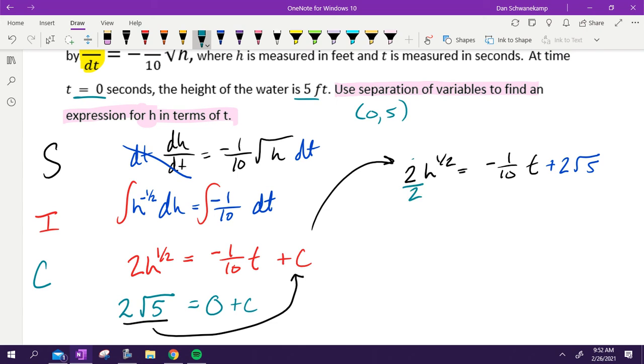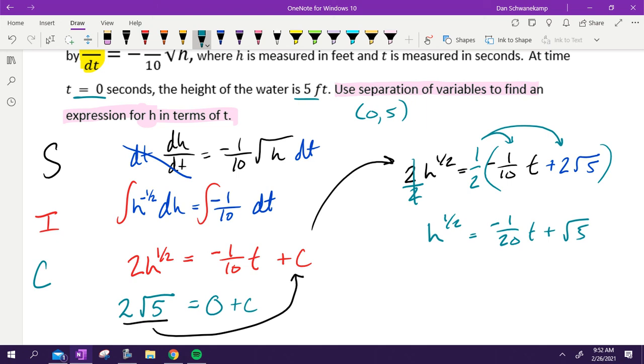Yep, divide both sides by 2. Over here, it's going to cancel. Over here, I'm dividing by 2. Or I could say multiply by 1/2, same thing. If dividing by 2 wears you out, I'm going to multiply by 1/2. So that's h to the 1/2 equals 1/2 times negative 1/10, which would be negative 1/20 t plus root 5.